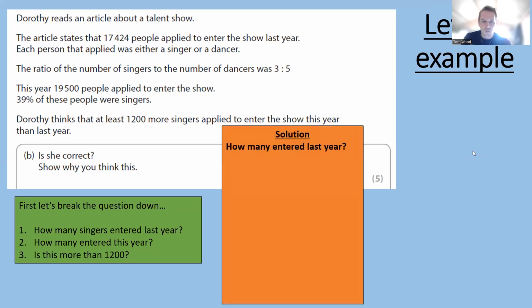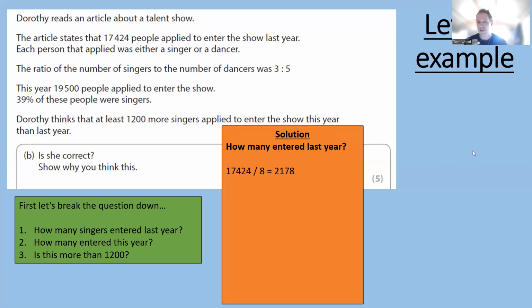So the solution here then is we need to know how many people entered last year. So it was 17,424, and then either a singer or a dancer. The ratio is a ratio of 3 to 5 there. So in total, I've got 5, 6, 7, 8. There are 8 parts to this ratio.